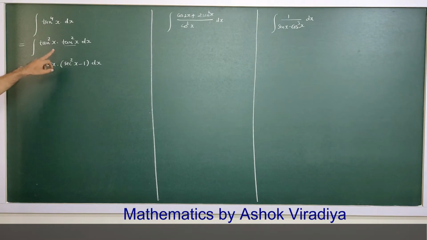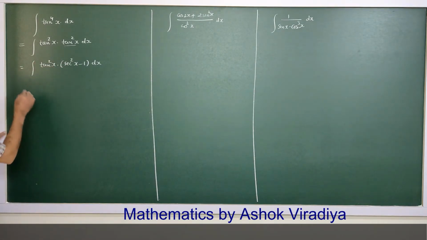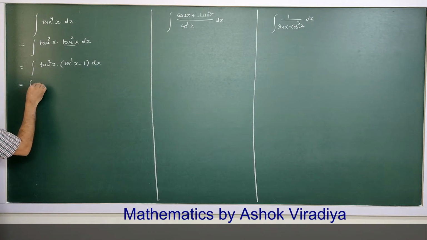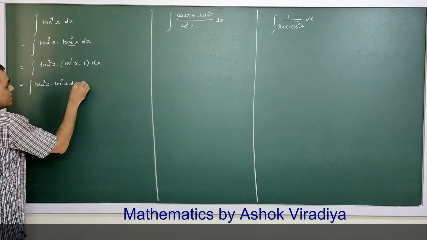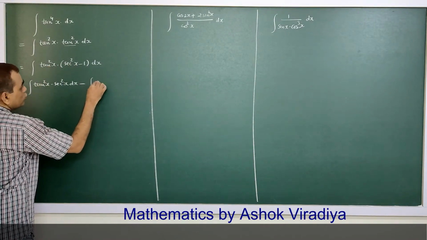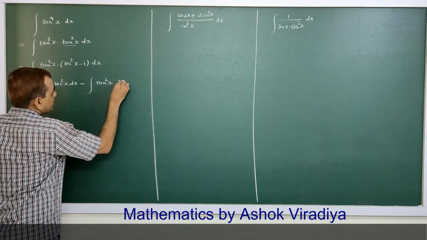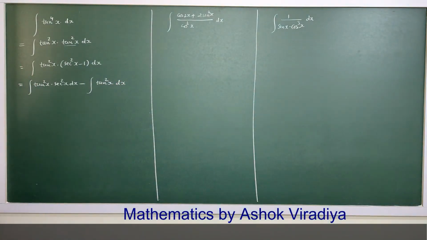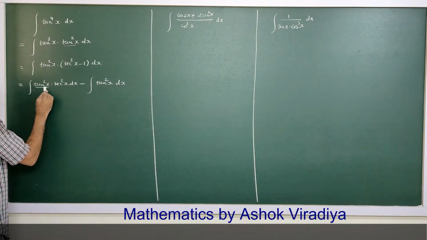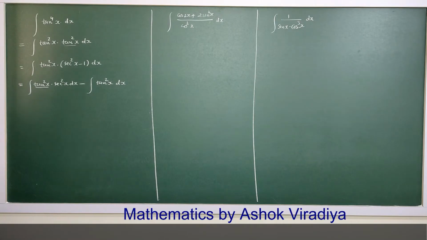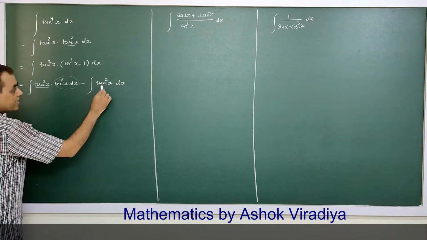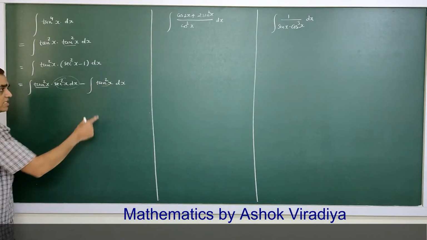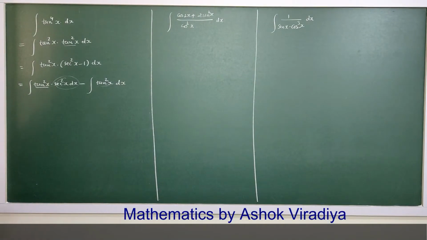This term keep as it is, here replace tan square by sec square minus 1. Now multiplying, this tan square x into sec square x dx minus tan square x into 1, tan square x dx. Now in this first term, taking tan x equal to t, this part can be removed, and here to integrate this term we have to replace this by sec square minus 1.